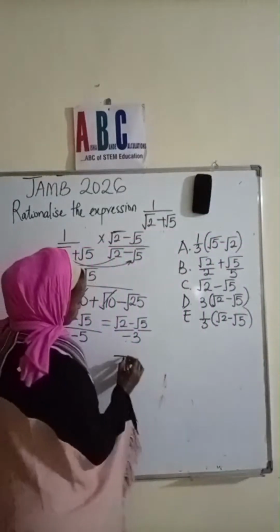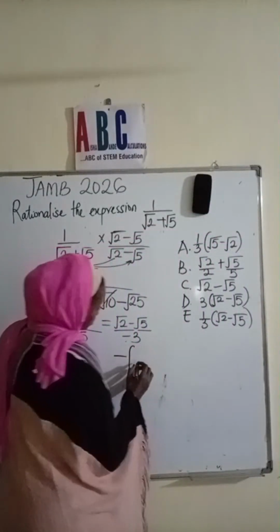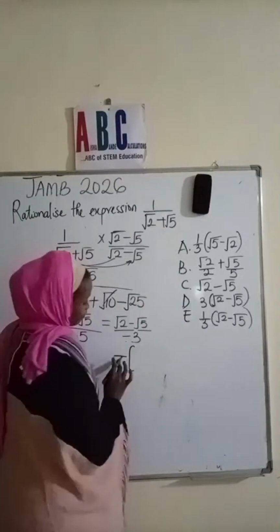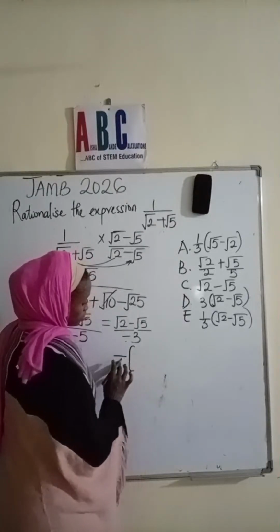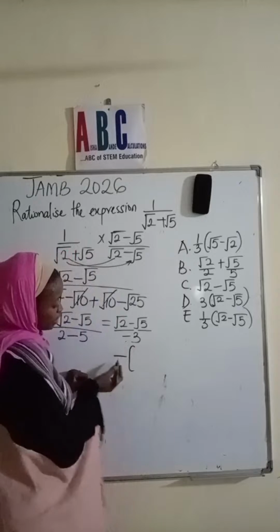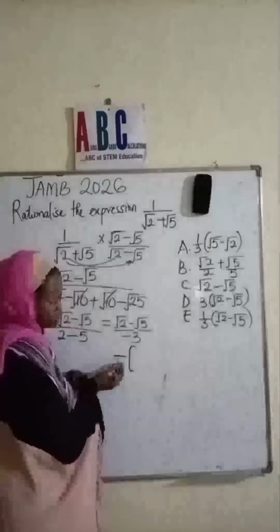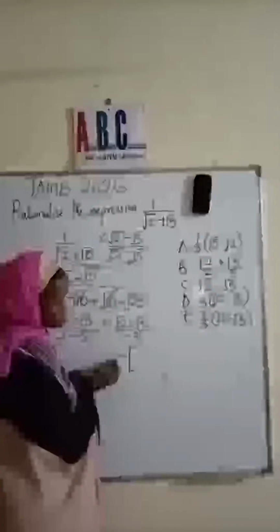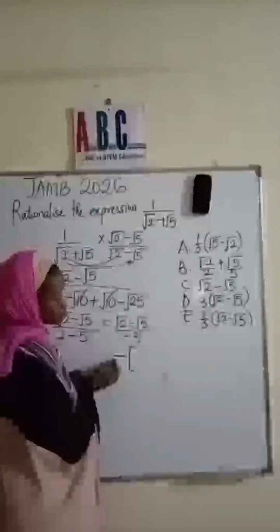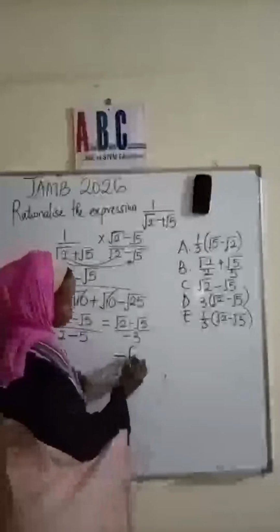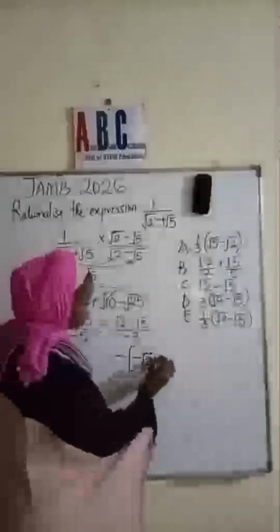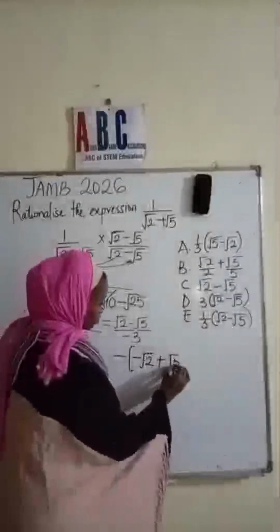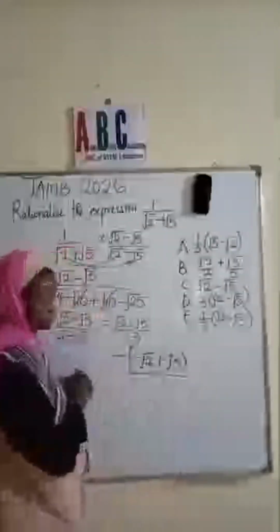Okay. So that means what I did initially was correct. So multiply through. Okay, so help us. So I have the minus there, right? You say I should factorize out minus. So it becomes minus, minus root 2 plus root 5 all over 3.